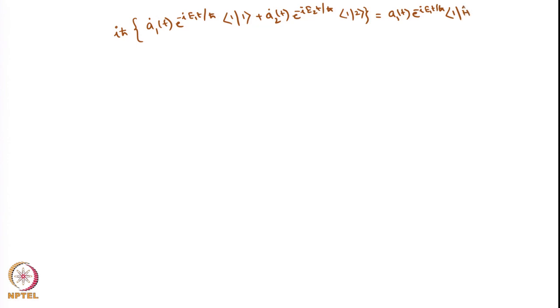iħ [a1 dot(t) e^(-iE1t/ħ) ψ1 + a2 dot(t) e^(-iE2t/ħ) ψ2] should be equal to a1(t) e^(-iE1t/ħ) ⟨ψ1|H'(t)|ψ1⟩ + a2(t) e^(-iE2t/ħ) ⟨ψ1|H'(t)|ψ2⟩. That is what you will get.